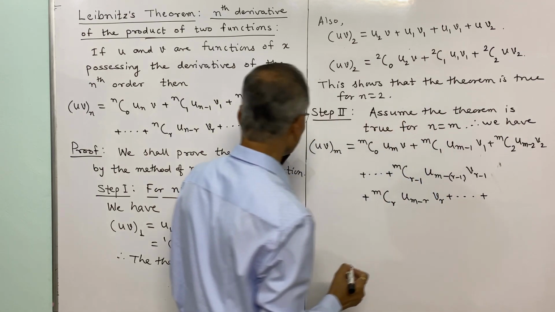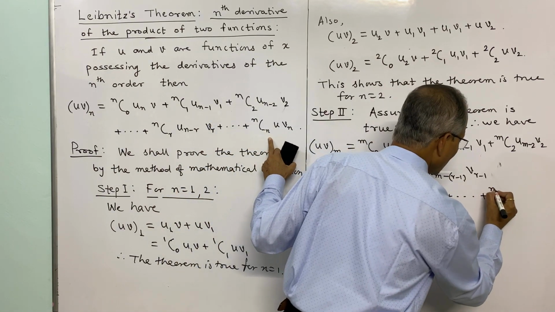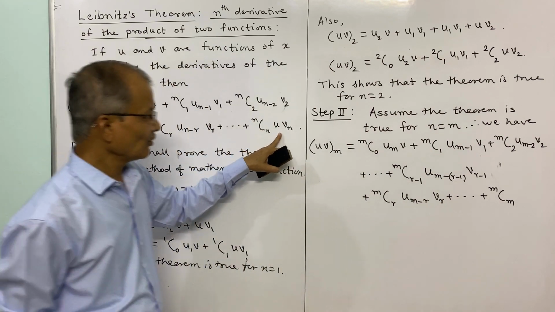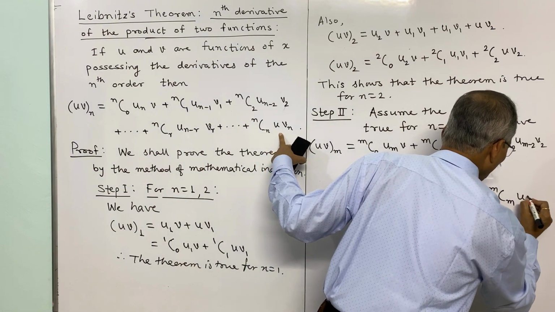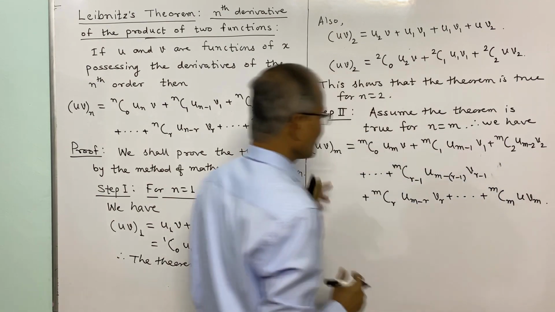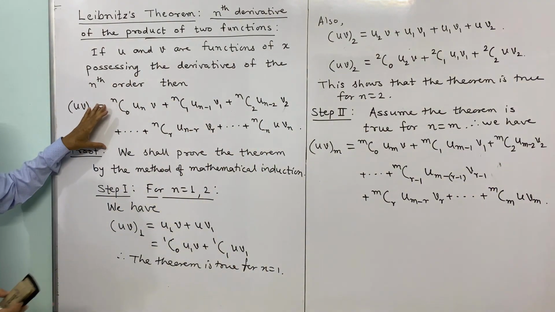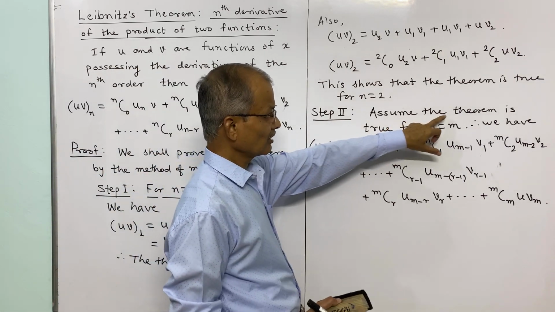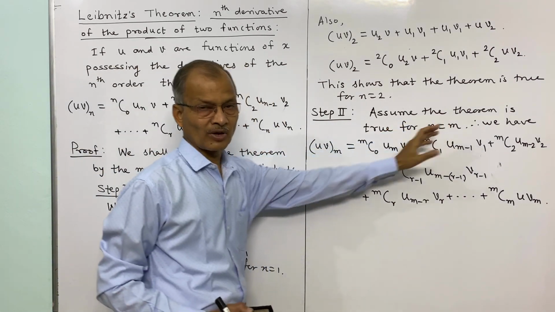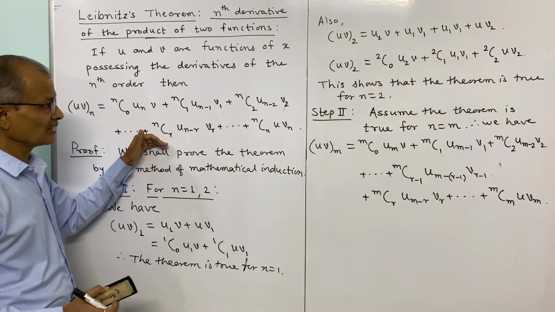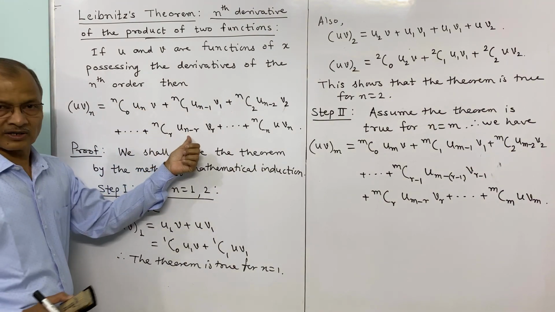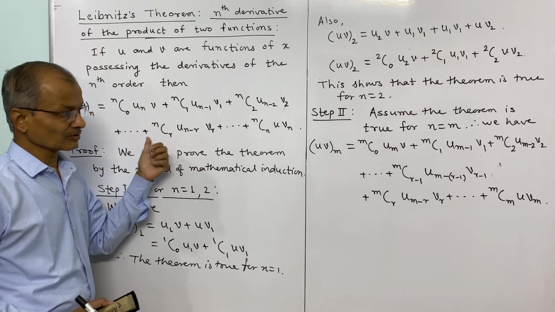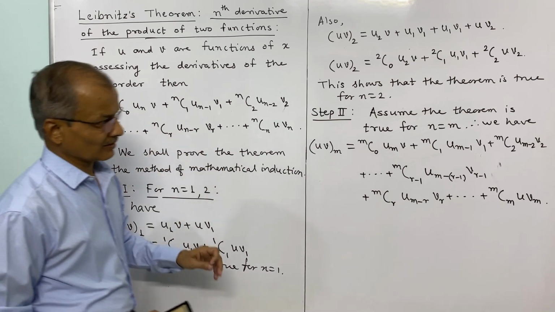The final term in terms of m is m choose m, u, vm. So what we have written is the same statement in terms of m, because we have assumed the theorem is true for n is equal to m. Wherever n is there, we have written m, and one more term we have written extra, previous to this term. We have written in terms of m. So you should verify this.